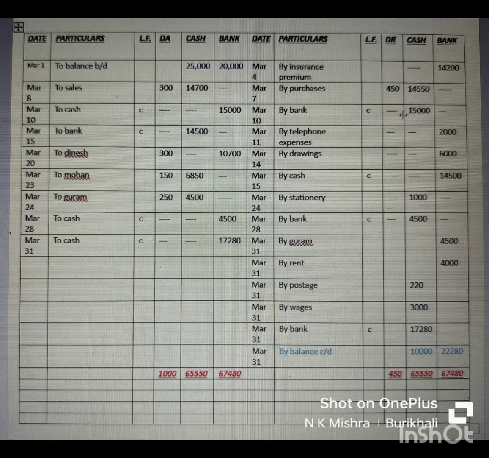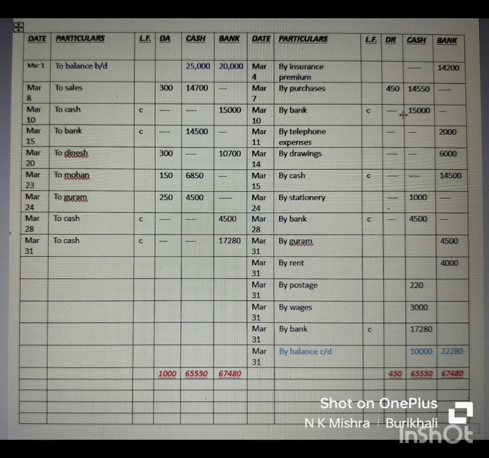Next is paid rent by check. When you are paying rent by check, money is going away, so by rent in the bank column the amount will be 4,000. Paid cash for postage: by postage, because you are paying cash, in the cash column 220. Next is paid wages to watchman. So by wages, it will be in the cash column 3,000. Okay, this is the basic sum.